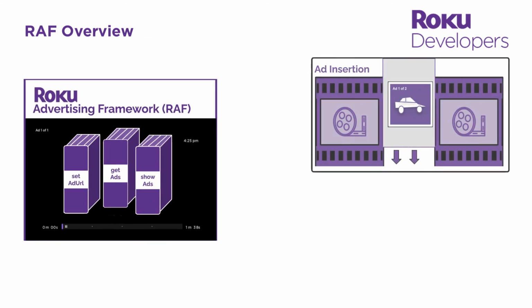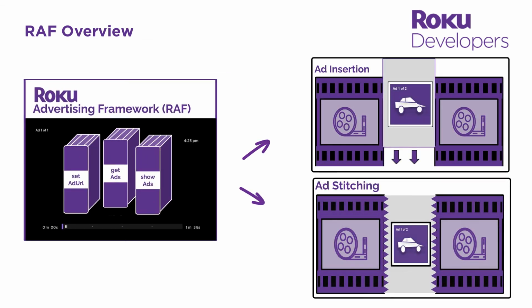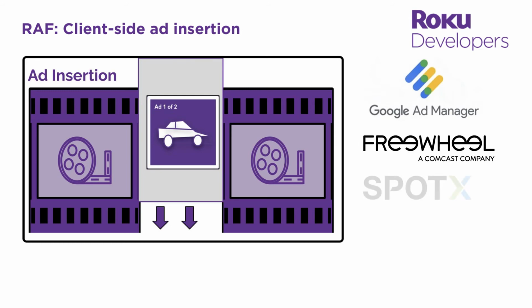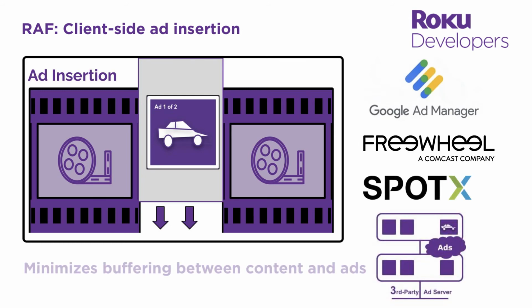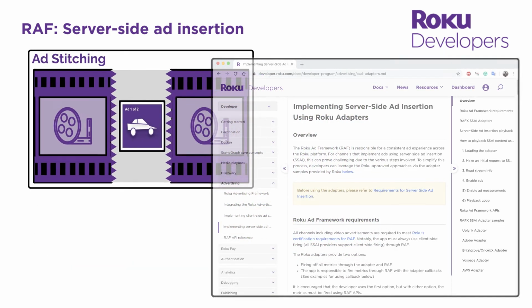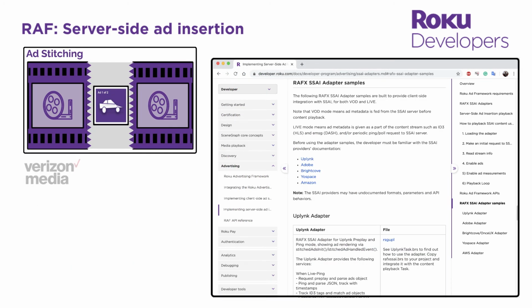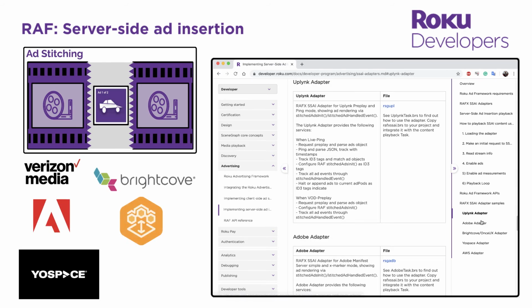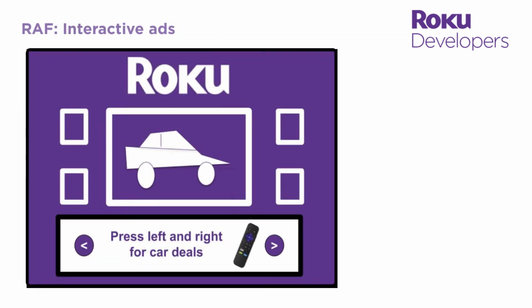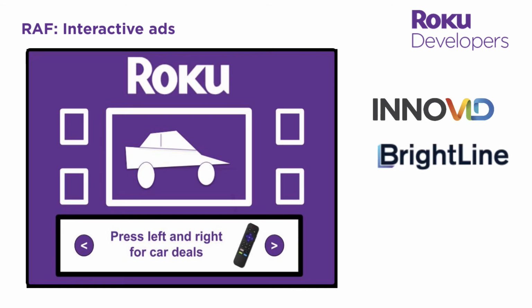RAF provides support for both client and server-side ad insertion solutions. RAF's built-in client-side ad insertion solutions, which work with Google Ad Manager, Freewheel, SpotX, and other third-party servers, minimize buffering between ads and content. For server-side, the RAF documentation includes samples demonstrating how to integrate with Verizon Media Services, Adobe, Brightcove, YoSpace, AWS Elemental, and Google DAI. RAF also provides support for interactive ads through Innovid, Brightline, and Roku.